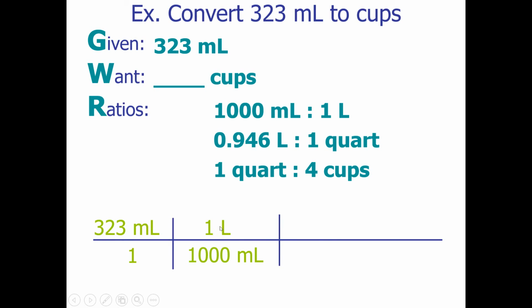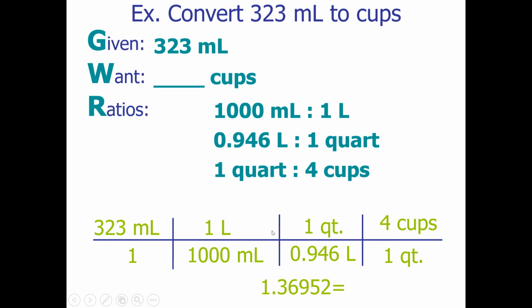Next step, I need my liters to cancel out with my liters diagonally, so I'm going to take this part of the next ratio, and my 0.946 liters goes in the denominator, 1 quart in the numerator. Remember, whatever is above and below each other represents one ratio. And final step, I'm going to take my 1 quart, put it diagonal at the bottom, 4 cups at the top, and now I know I've completed my problem, when all of my units cancel out diagonally, leaving me with the units I am interested in. I wanted cups in the end, and I have cups, which is great.